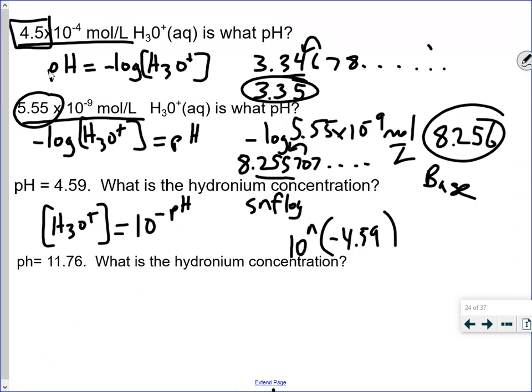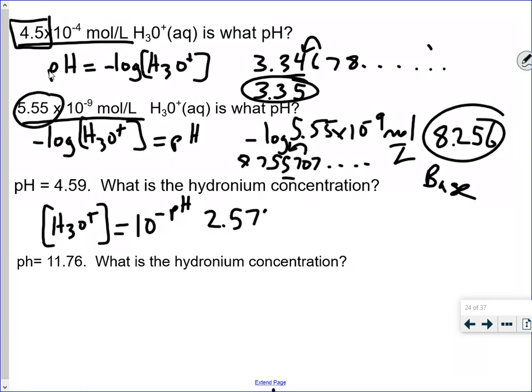Okay. And when I throw that into my calculator, what do I get? I get a fairly small number. I get 2.5703... times 10 to the minus 5.